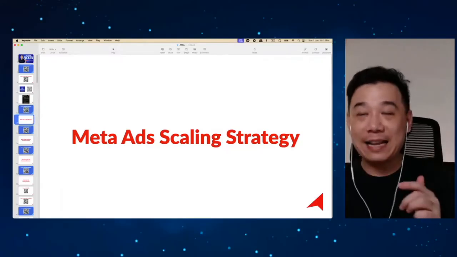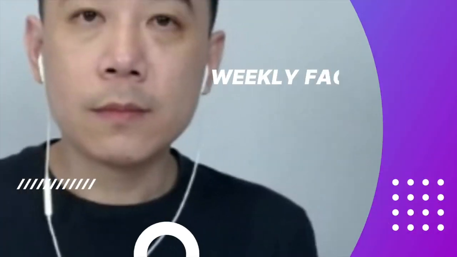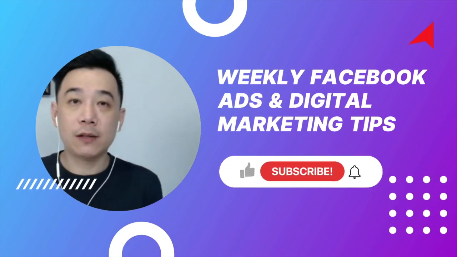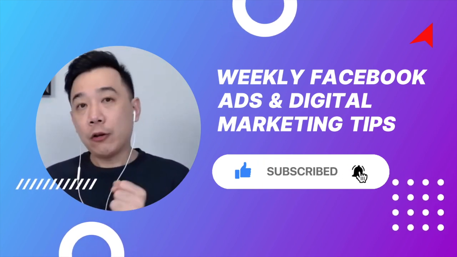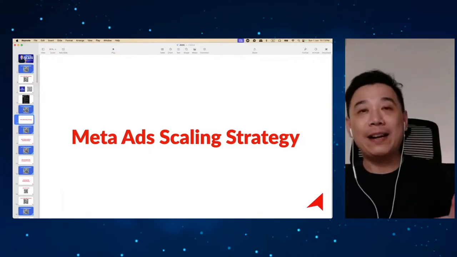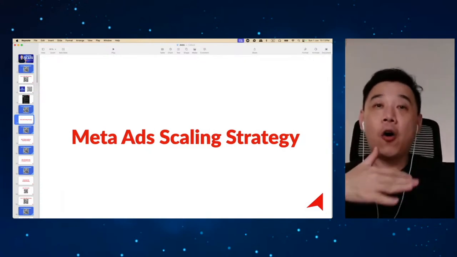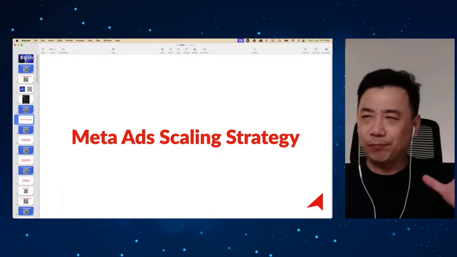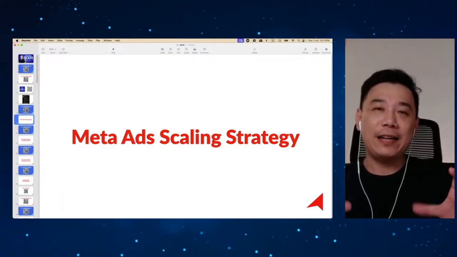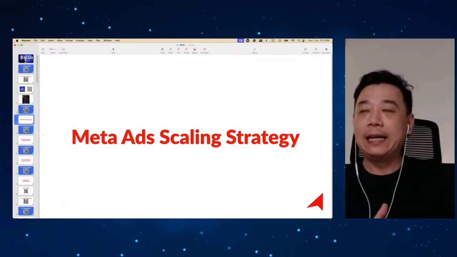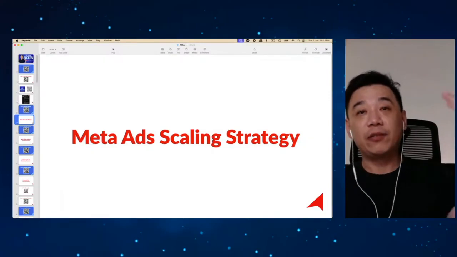When it comes to meta ad scaling, I actually have two types of meta ad scaling strategy. One is vertical scaling, and the other one is horizontal scaling. Now, this is really something quite common, but when you don't understand the application, a lot of people find it very confusing.